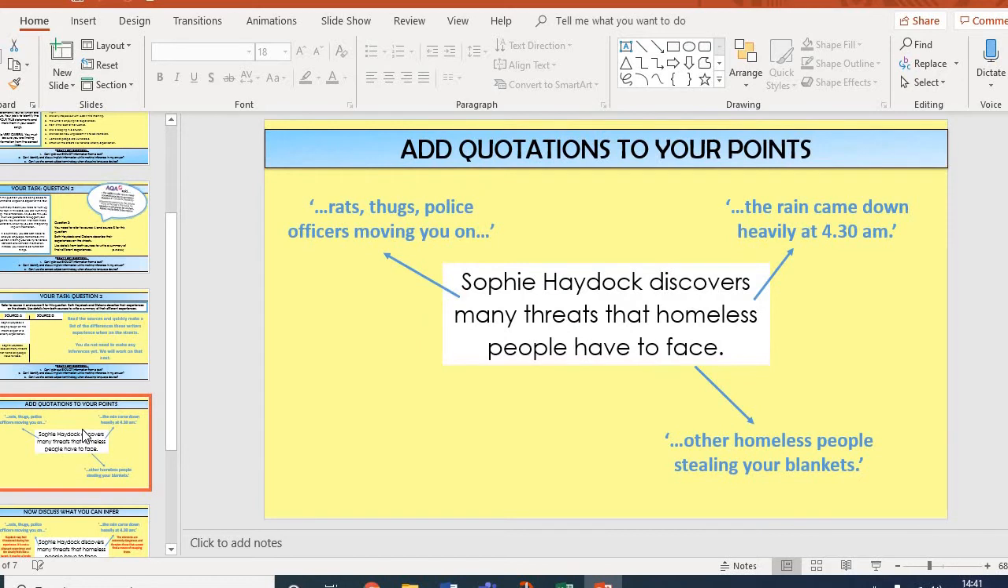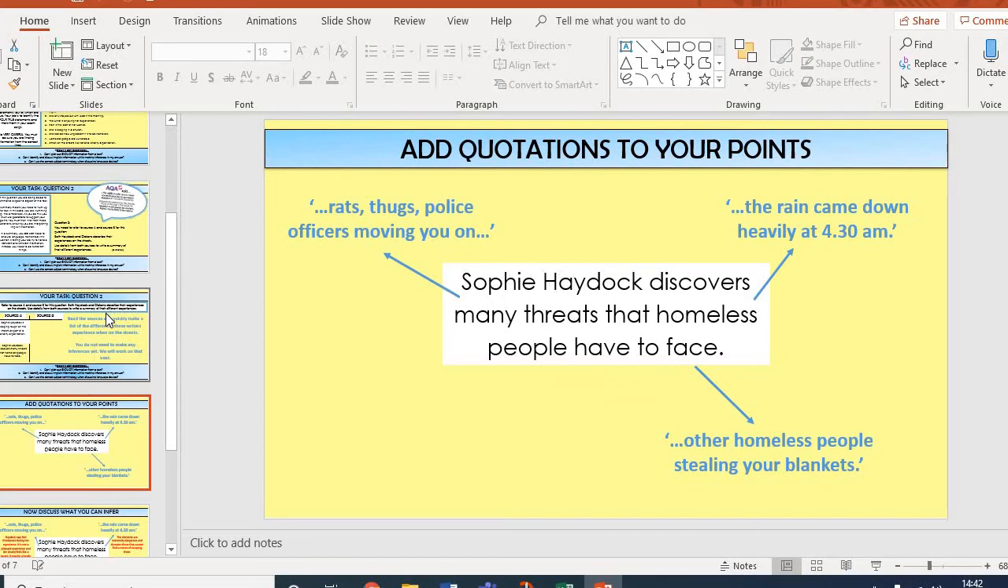The next thing I want you to do is to start thinking about how you can break things down and develop them. So for example, in my example table, I picked this one, Sophie Haydock discovers many threats that homeless people have to face. And I've created a quotation for each one of these. What I want you to do is then go to the other things that you've picked out.